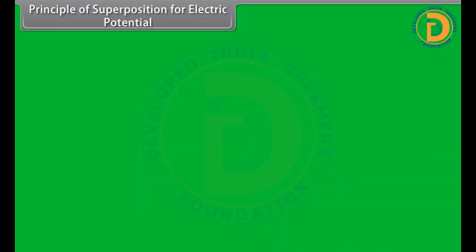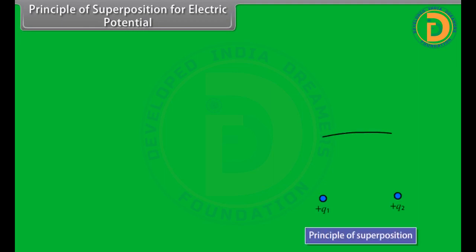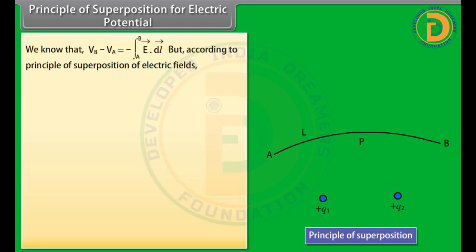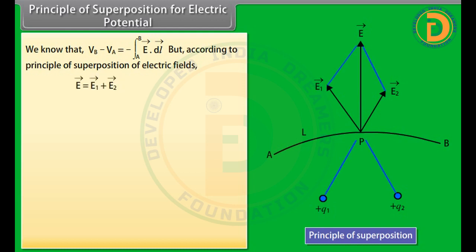Principle of superposition for electric potential. Let us consider 2 point charges plus Q1 and plus Q2. Take any 2 points A and B in the combined electrostatic field of 2 charges Q1 and Q2. Choose a curve L between A and B. We know that V_B minus V_A is equal to minus integration from A to B of E vector dot dl vector. But according to principle of superposition of electric fields, E vector is equal to E1 vector plus E2 vector. Therefore, V_B minus V_A is equal to minus integration from A to B of E1 vector plus E2 vector dot dl vector.